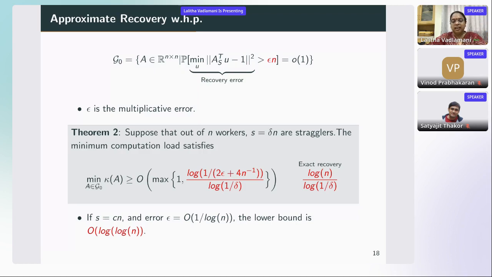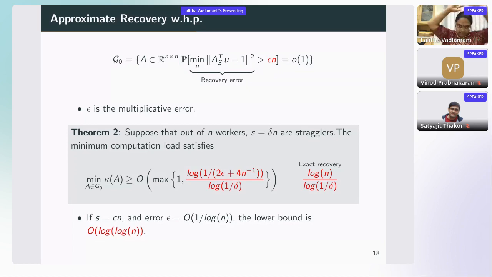Okay. And in particular, suppose you pick stragglers in some way, which is again linear as in the previous case, and you pick epsilon as 1 over, let's say, log n, then the lower bound is log n, which is much smaller than the previous case. So we are getting two advantages. In the previous case, we said it has to be exact recovery with high probability, and the computation load was of the order of log n by log 1 over delta. And here, when we also relax that it can be bounded away from 0, we get a lower bound of log n.